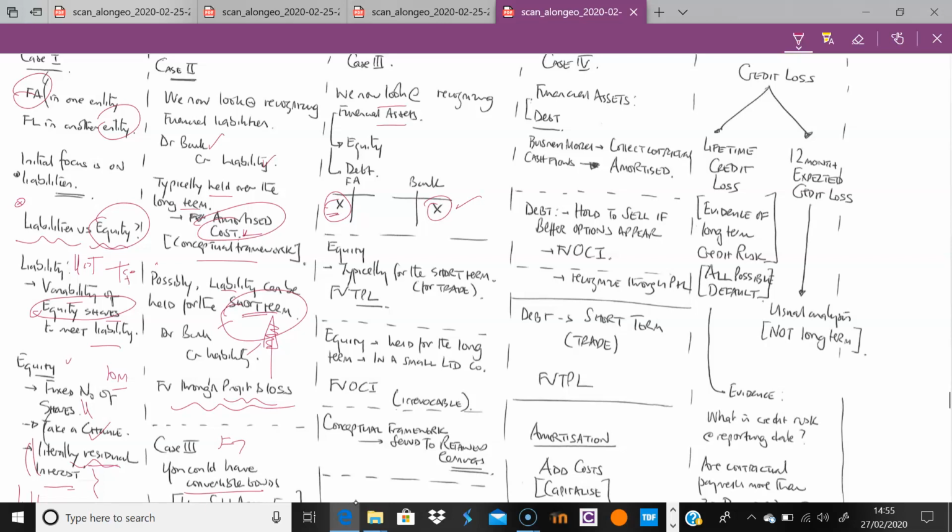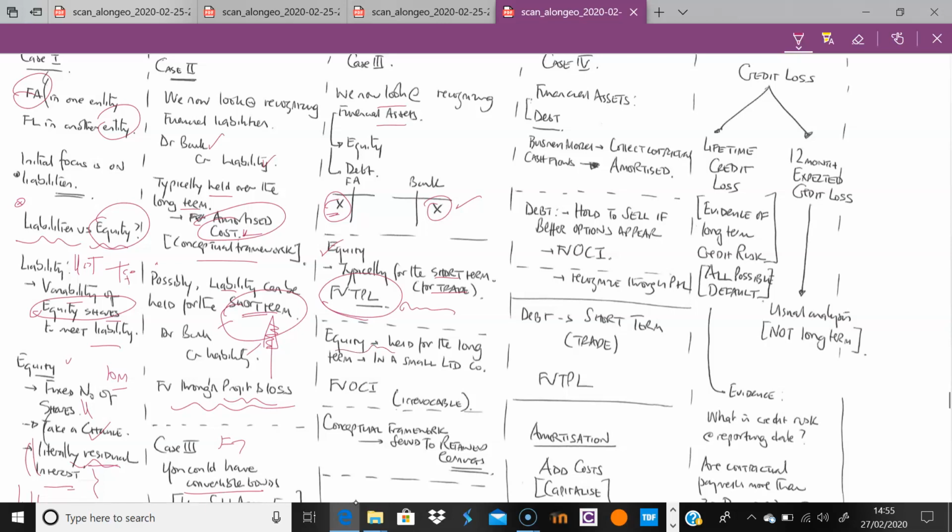The two things you could have purchased, right? You could have purchased equity or you could have purchased some bonds. If you've purchased equity, typically, if these are listed, you're typically holding them for the short term, for trade, right? So we're talking about fair value through profit or loss. That's the principle. And that's usually the case. Usually you're holding this for the short term.